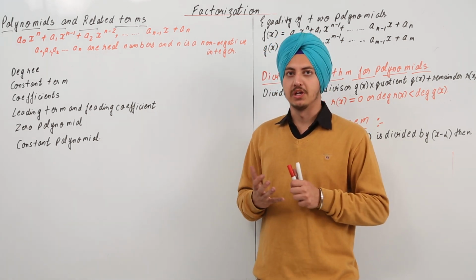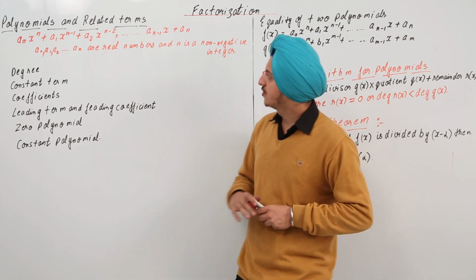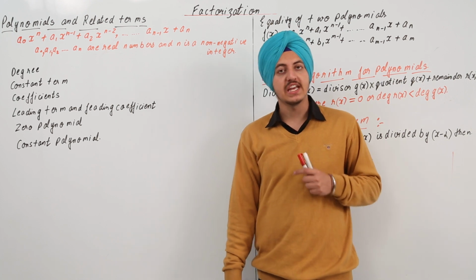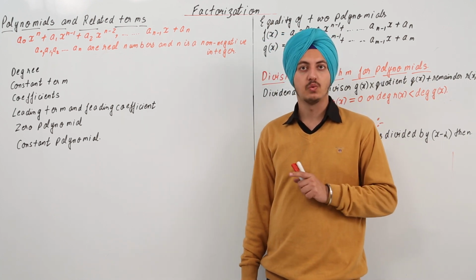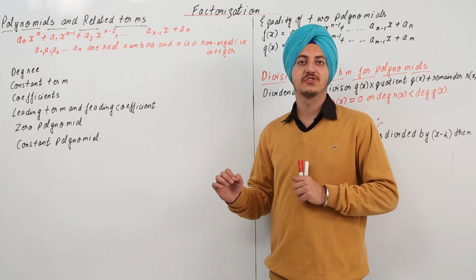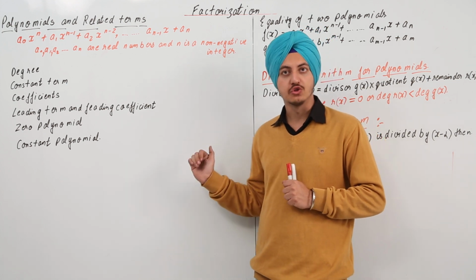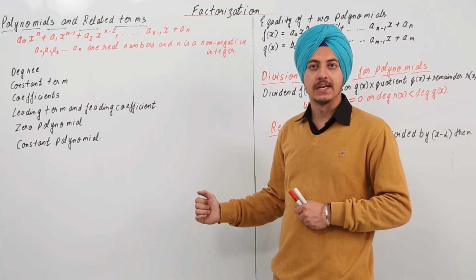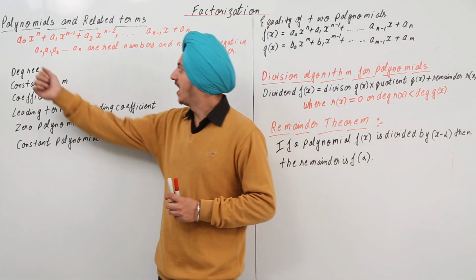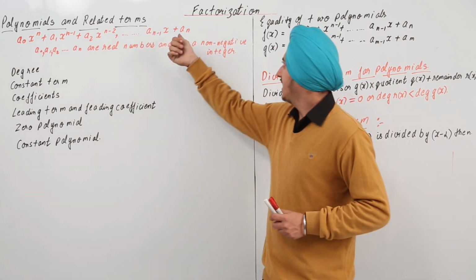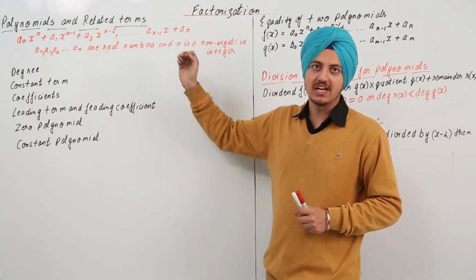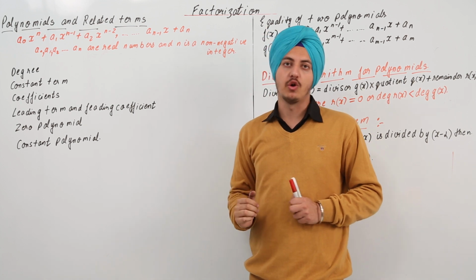First of all, you need to know what polynomials and their related terms are. So what is a polynomial? Any expression that is written in the form of a naught x raised to power n plus a1 x raised to power n minus 1 plus a2 into x raised to power n minus 2, and so on to a n minus 1 into x plus a n. This means that there are a naught to a n terms. Any expression that is written like this is a polynomial.